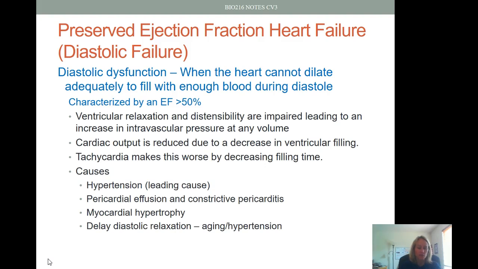Tachycardia, or rapid heart rate, can make this worse because there's even less time for filling. And the main cause of this is systemic hypertension. This can also be caused by pericardial effusion and constrictive pericarditis, where the heart is constricted by either fluid or fibrous tissue, myocardial hypertrophy, or a delay in diastolic relaxation, which occurs with aging and hypertension.